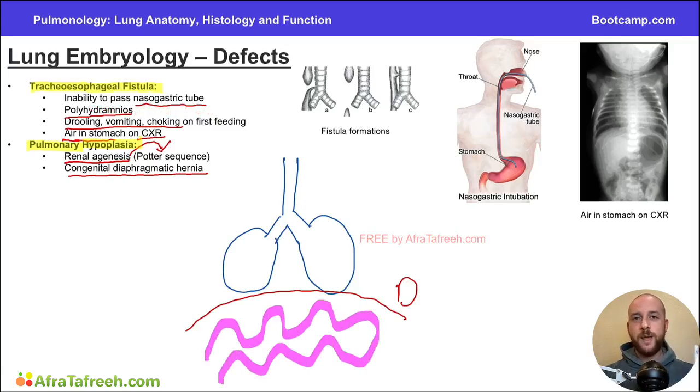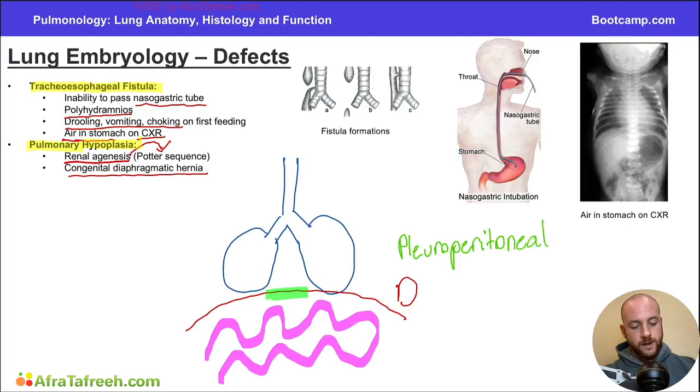Now, if you can recall from embryology, as the diaphragm is developing, there is a certain membrane that needs to develop in the diaphragm about there, and it's called the pleuroperitoneal membrane. The pleuroperitoneal membrane, and it's high yield to remember this name. And so what happens in this condition is this pleuroperitoneal membrane never really develops or fails to develop.